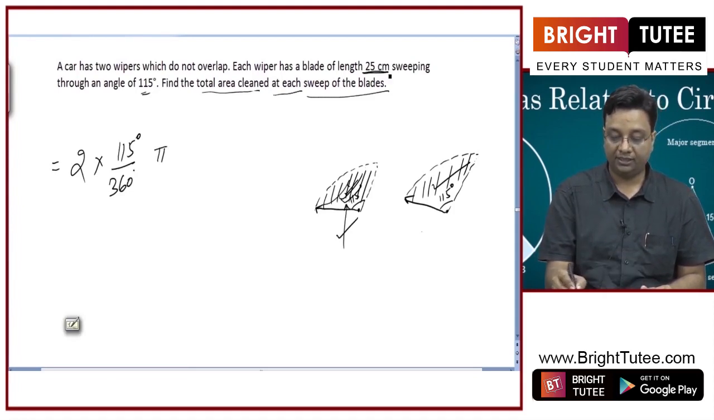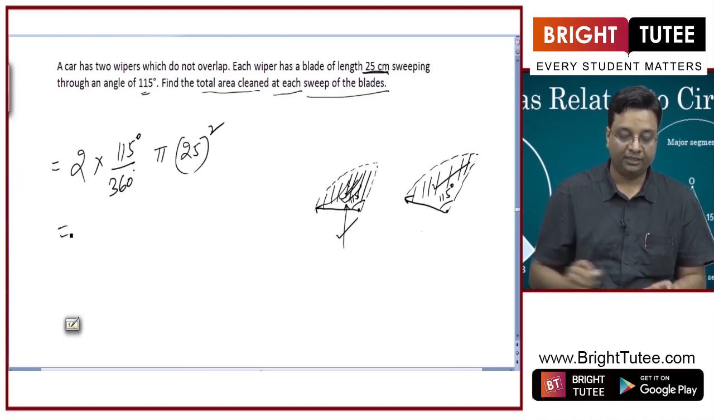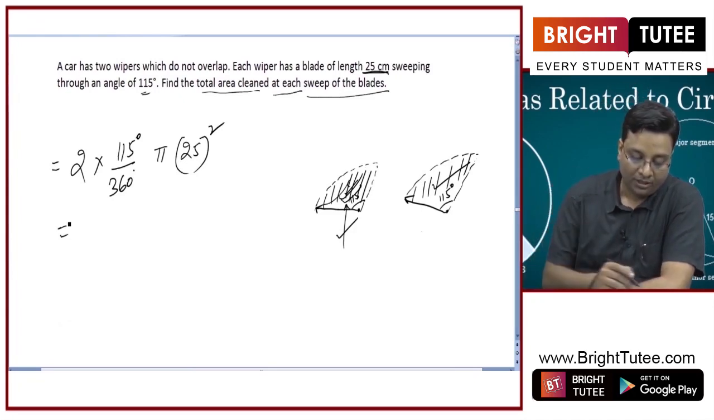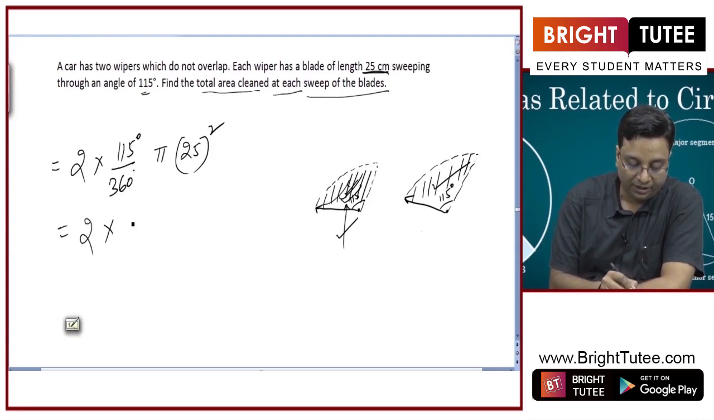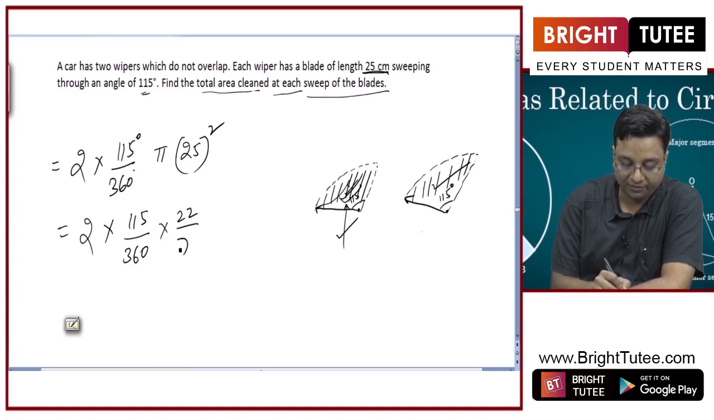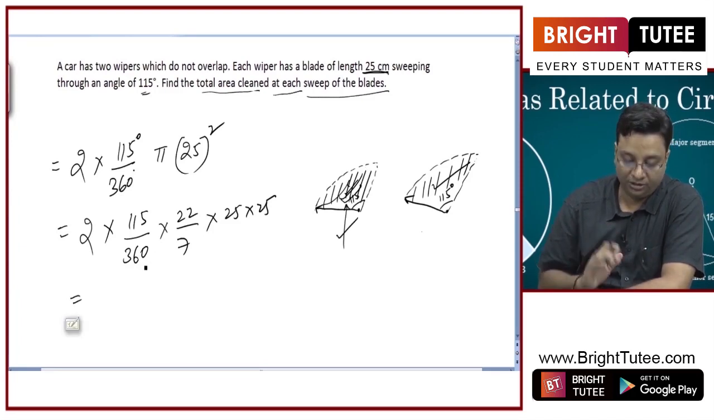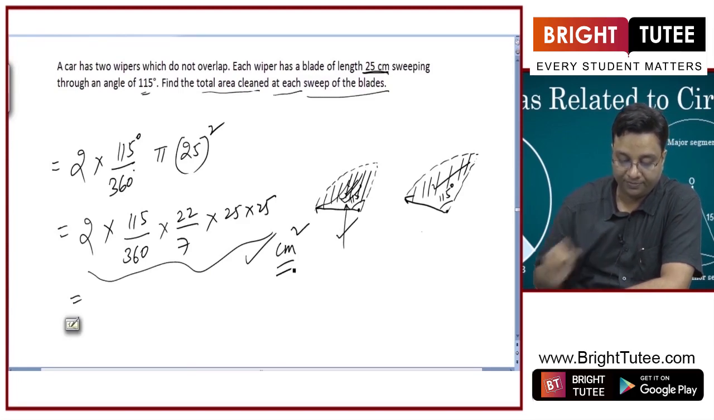Pi, and what is the radius? 25 centimeter. So this is the area that will be cleaned by both the wipers in one sweep. So this is equal to 2 into 115 divided by 360, into pi. I can take pi as 22 by 7, and this is 25 into 25. This is just the calculation part again. So I expect you to do the calculations yourself, so I am leaving it here. But do not forget, once you calculate this, write the unit as centimeter square.